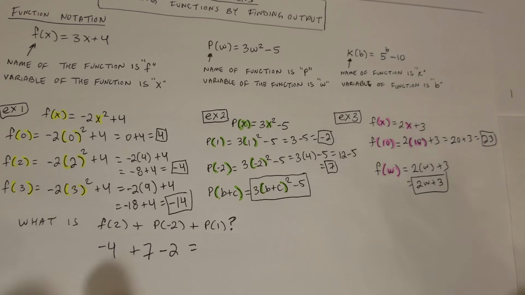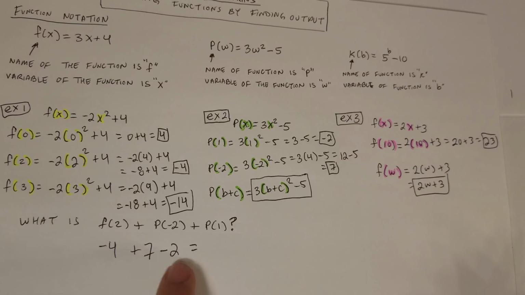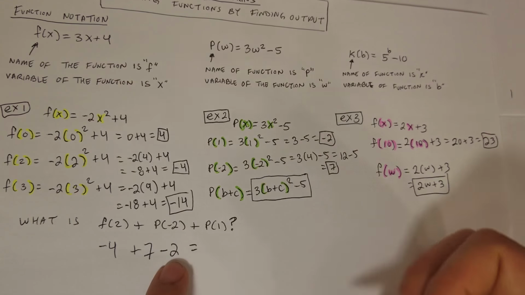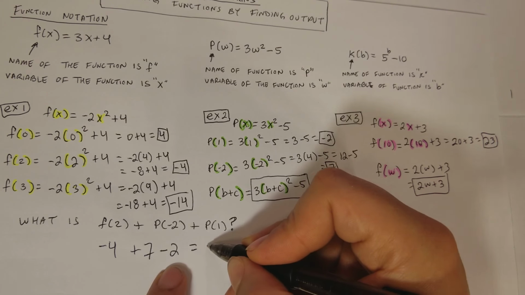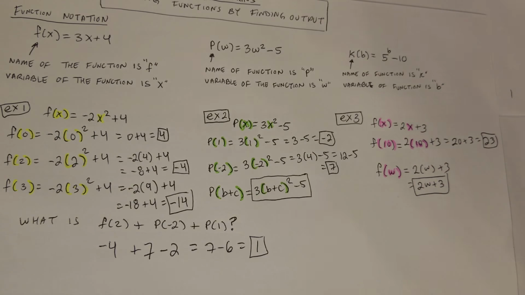So the final answer for that, well, basically what they're saying here in a different way is, what's -4 plus 7 minus 2? And the answer for that is, -4 minus 2 is -6. So it's basically 7 minus 6, which is 1. So the answer for the last problem is 1.